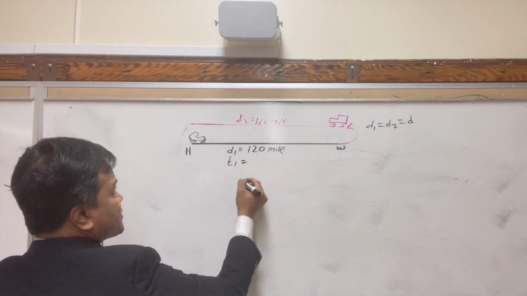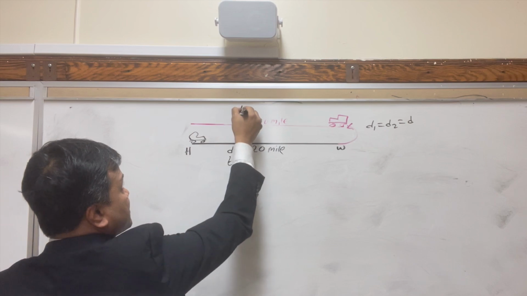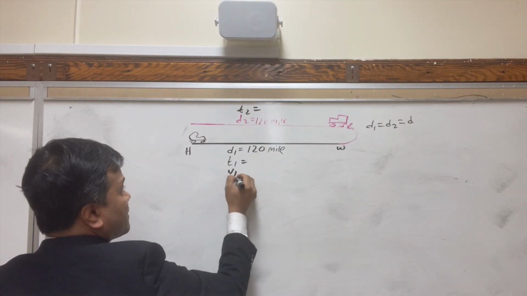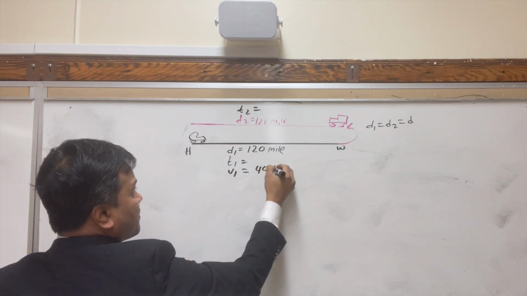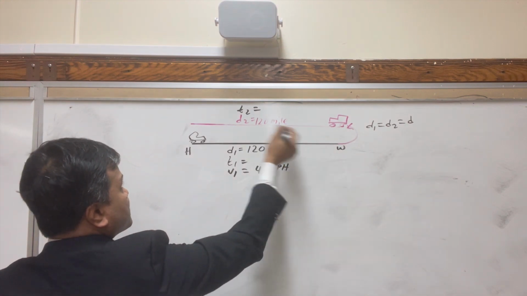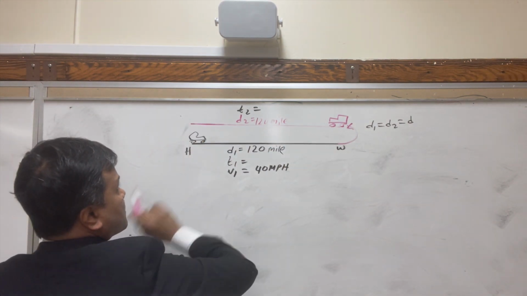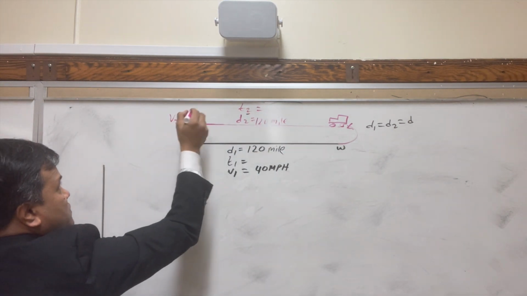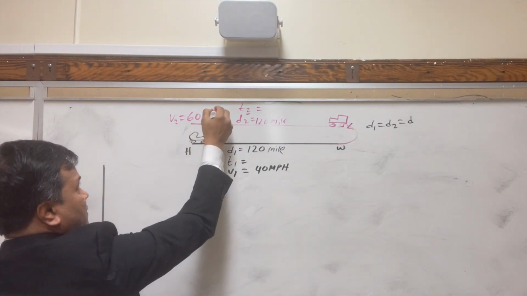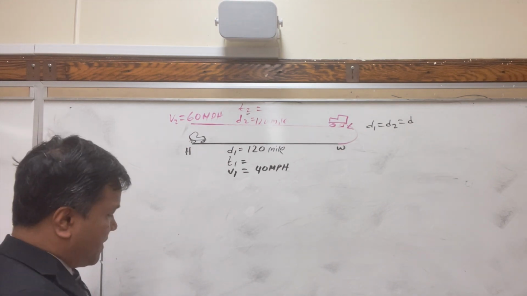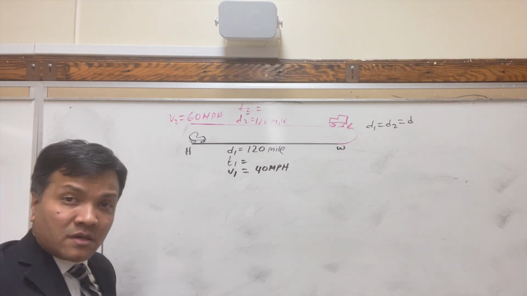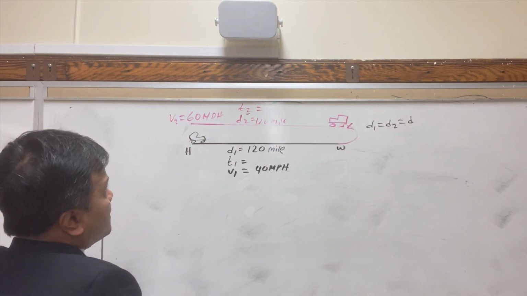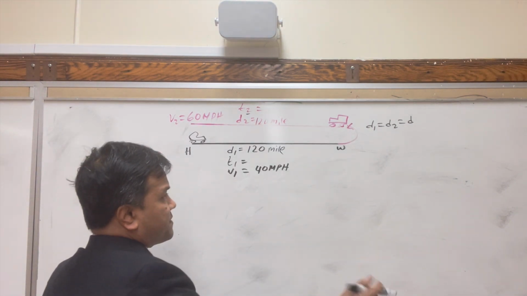T1 we don't know, and T2 we don't know. V1, let's say 40 miles per hour, and V2 also 60 miles per hour. Okay, let's find the average speed. First let's find the average speed.